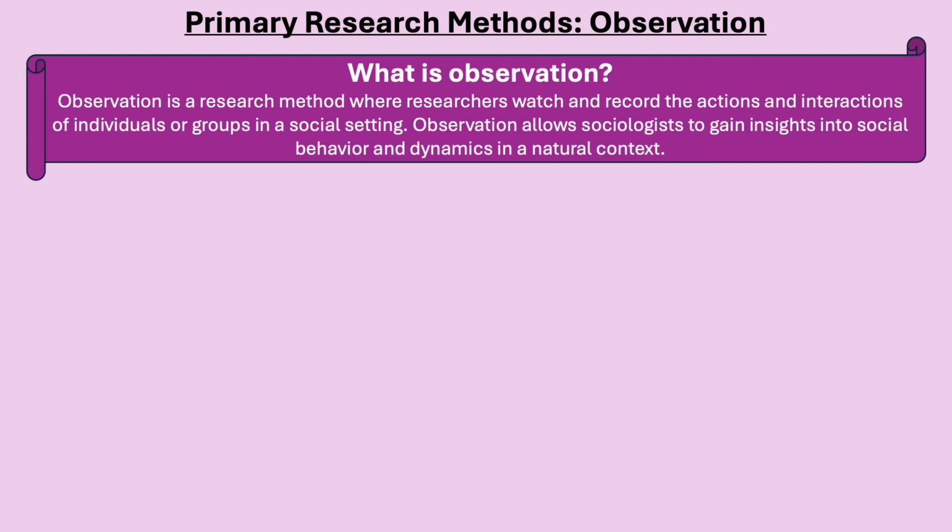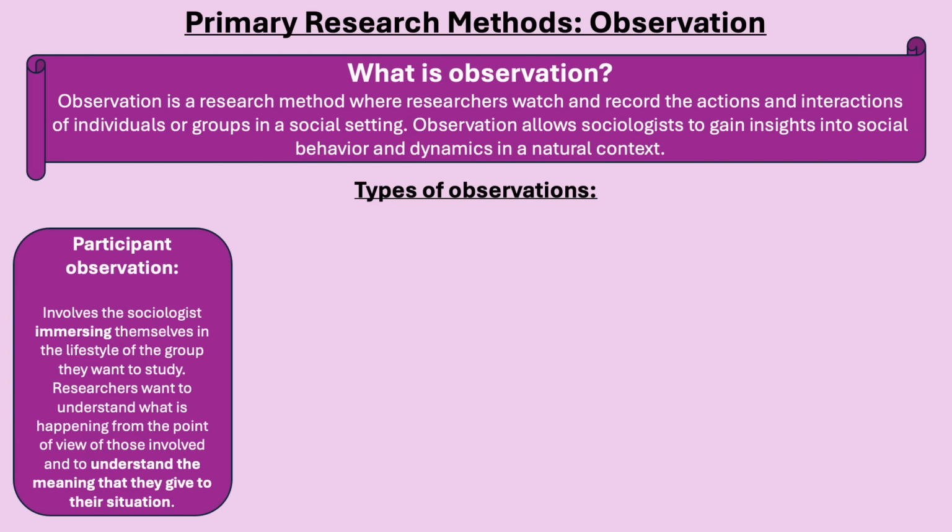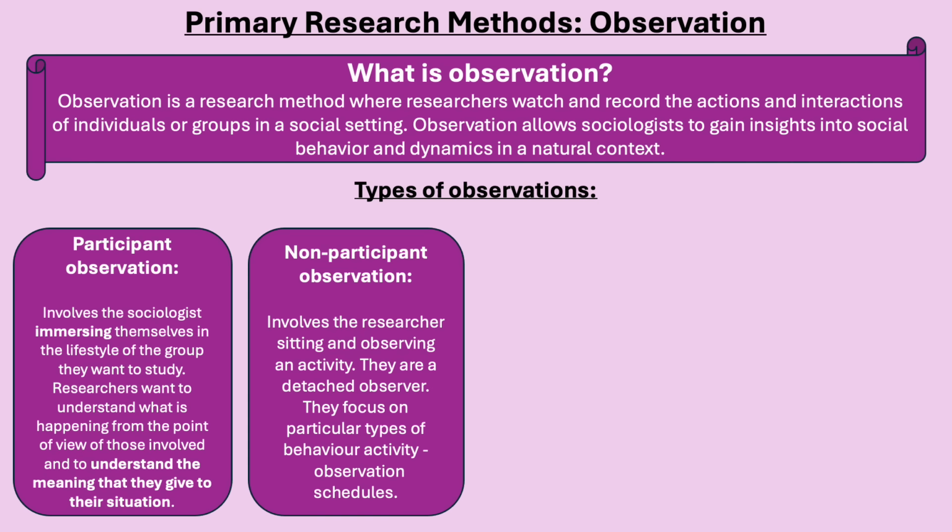Observation allows sociologists to gain insight into social behaviour and dynamics in a natural context. Types of observations. So first we have participant observation, which involves the sociologist immersing themselves in the lifestyle of the group they want to study. Researchers want to understand what is happening from the point of view of those involved and to understand the meaning that they give to the situation.